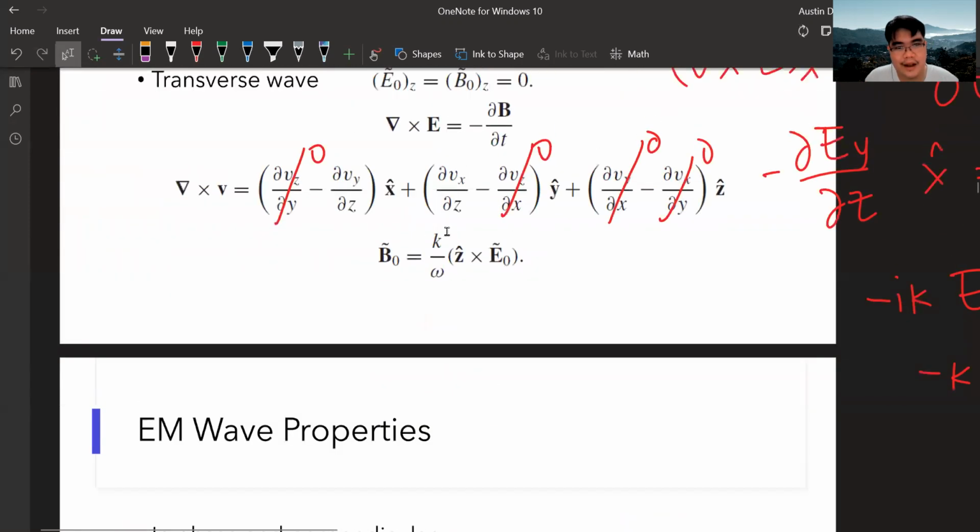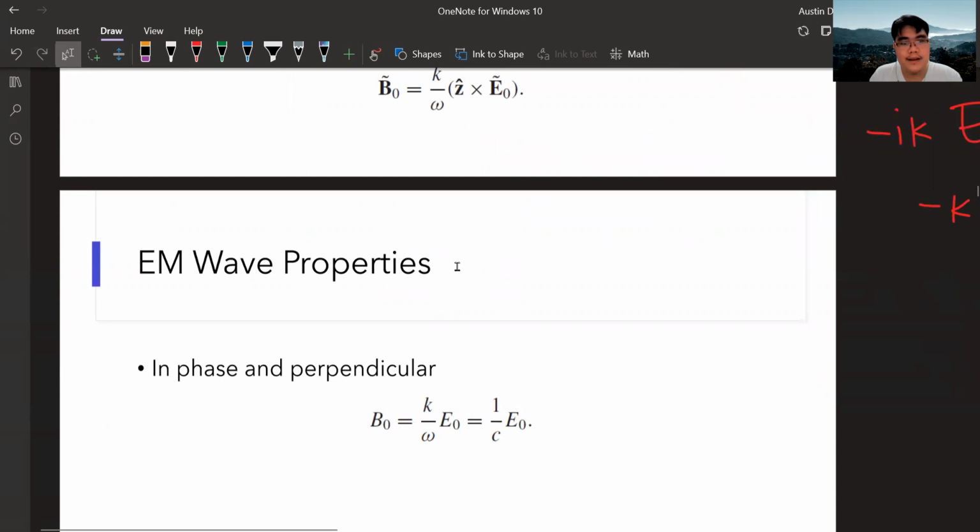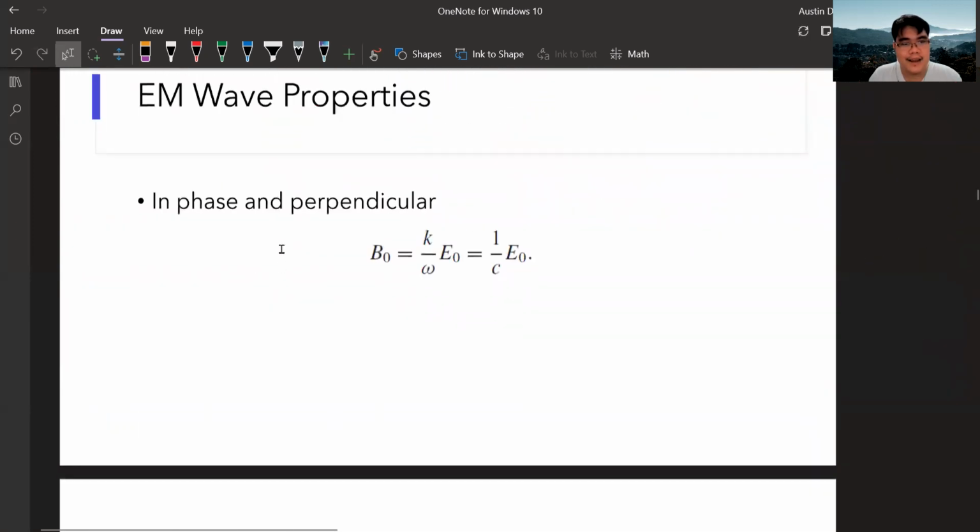Okay? So, ayun. Masusulat natin siya in terms of this. So, z yung propagation niya, direction of propagation. Then you cross that with E, then you produce your B. So, for an electromagnetic wave, E and B are perpendicular. Okay? Yeah. So, in phase and perpendicular, you have this equation. So, E naught equal to cB. So, tandaan nyo itong mga ganyan.